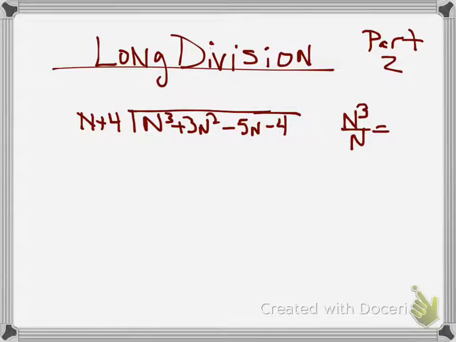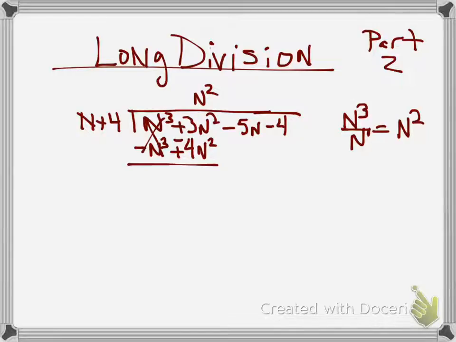Okay, so n cubed divided by n, we can subtract the exponents and easily see that's n squared. Then we multiply this by the 4 and the n. n squared times 4 is 4n squared. Positive n squared times n gives me n cubed. Notice how this matches the first term right here. Then my next step is to change the sign, so these cancel out. 3 plus negative 4 is negative 1n squared, and bring down your negative 5n.